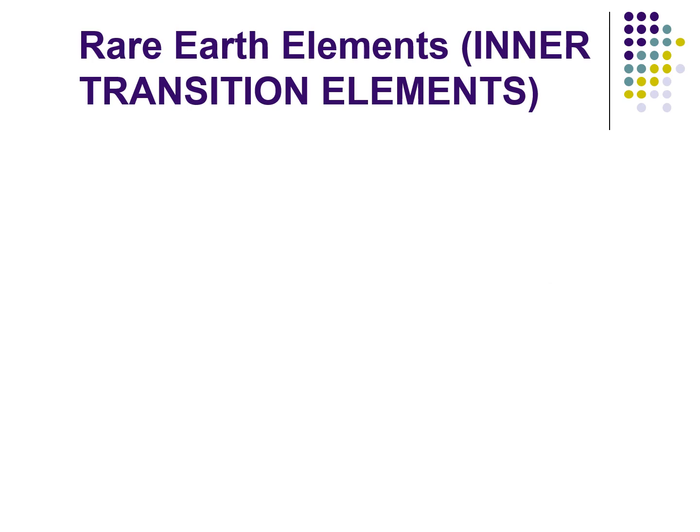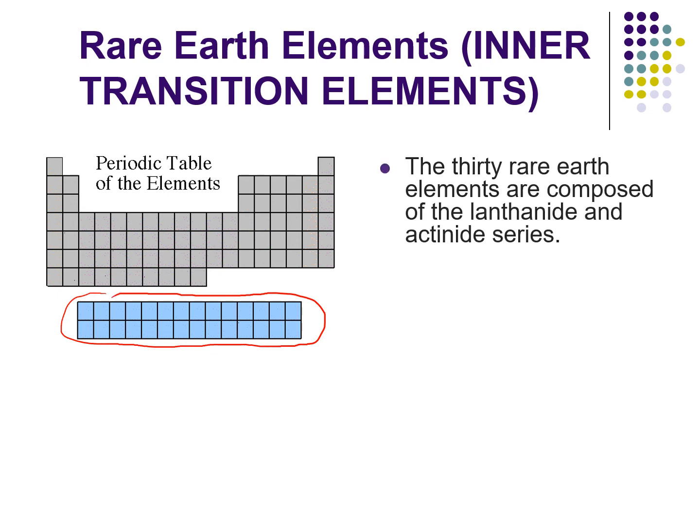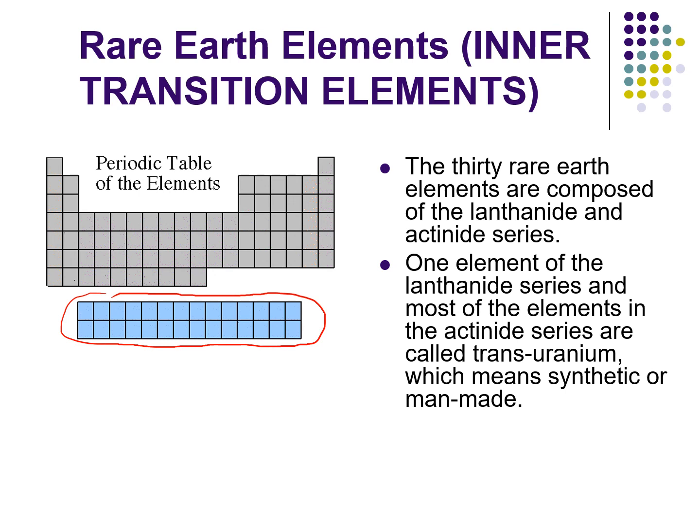So now let's start. So rare earth elements or inner transition elements. Ito po iyon, yung binabanggit ko sa inyo kanina. Okay? So rare earth elements or the inner transition elements. So the 30 rare earth elements are composed of the lanthanide and actinide series. One element of the lanthanide series and most of the element in the actinide series are called transuranium. So that's the other term used to call those elements. They are called transuranium, which means they are synthetic or they are considered as man-made. So take note of that.